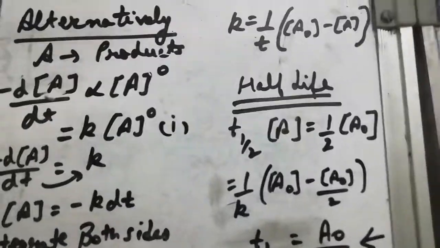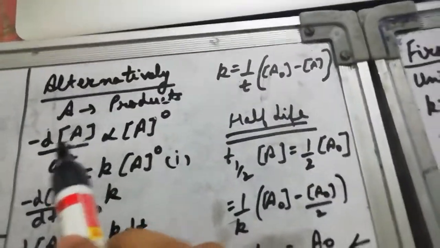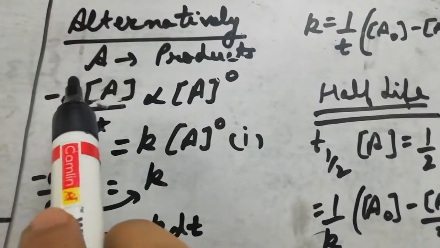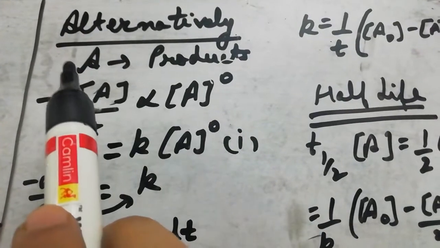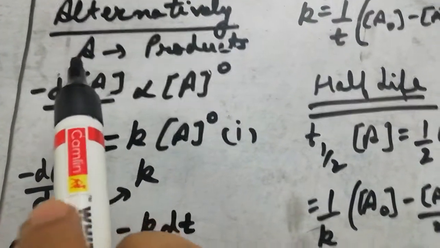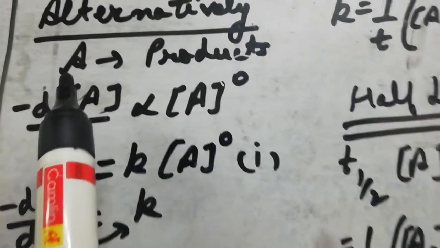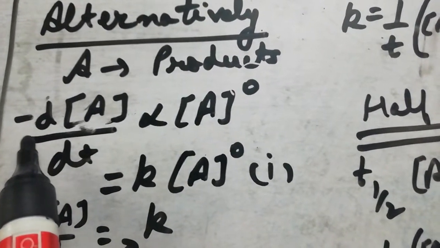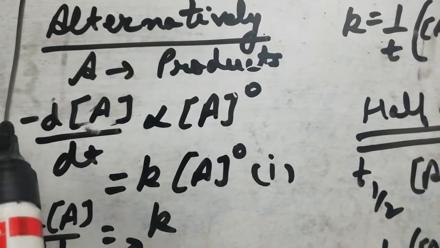So we can also derive the integrated rate equation for zero order reaction by one more method. So let us write this reaction. This is the second method to derive the integrated rate equation for zero order reaction. Let us consider this equation in which reactant A is converted to products. So the rate of reaction, earlier we have written dx upon dt.